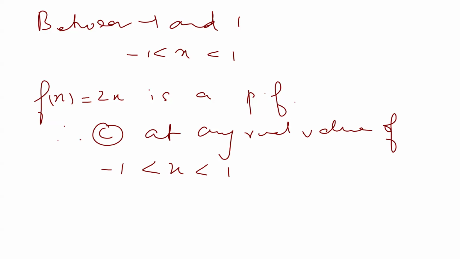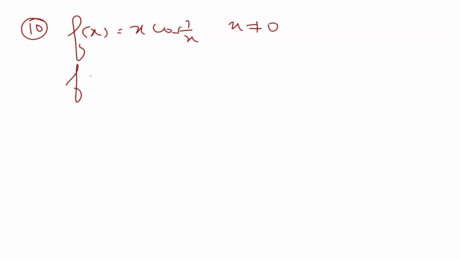Let's go to question number 10. f of x is equal to x cos 1 upon x, when x is not equal to 0, and f of x is equal to 0 when x is equal to 0.